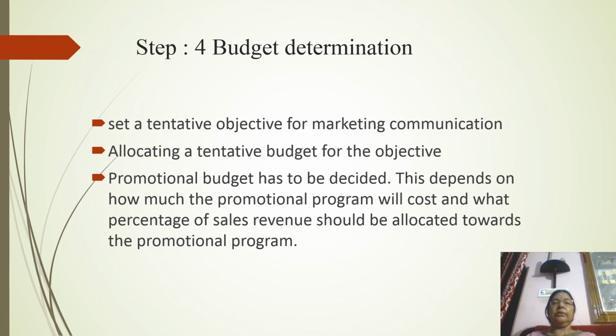Step 4 is determining the budget for their promotional program. It's a tentative budget which is decided for their promotional program. They have to see how much it will cost them to promote their products and services, and what percentage of their sales revenue should be allocated towards their promotional programs. So budget determination is a very important step in the IMC plan.